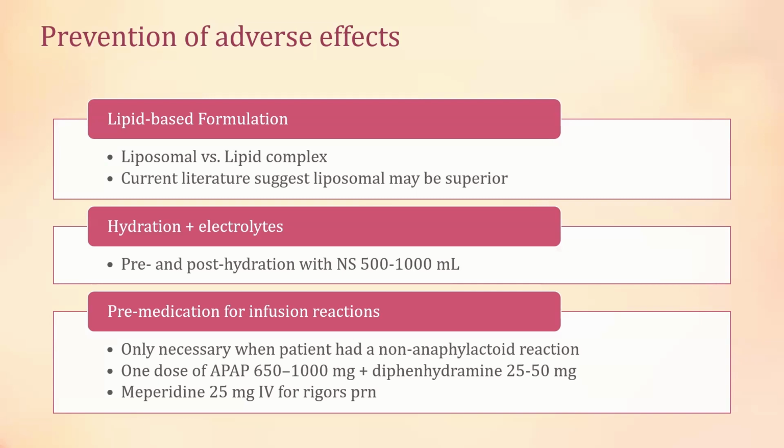And premedication-wise, it's only necessary when the patient had a non-anaphylactoid reaction. Because if they had an anaphylactoid reaction, you would straight up discontinue amphotericin B. Of course, you could use 1 dose of acetaminophen plus diphenhydramine, and meperidine for rigors as needed.